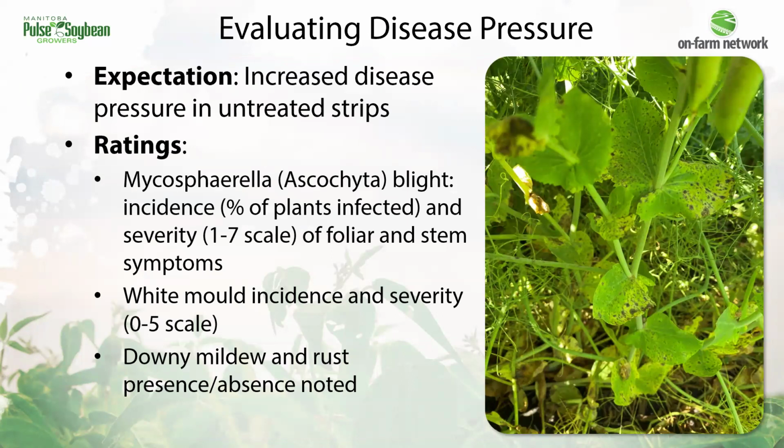Disease pressure was evaluated in every strip of the fungicide trial. Incidence and severity ratings are taken for Mycosphaerella blight, both foliar and stem infections, and white mold. Downy mildew and rust presence are also noted.